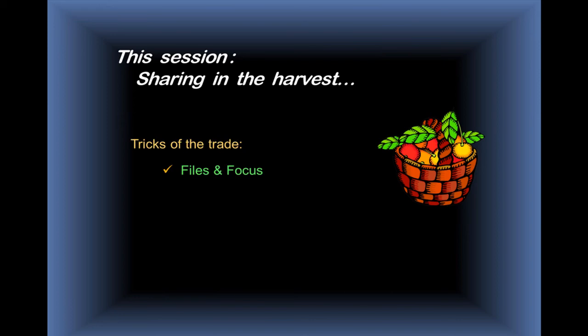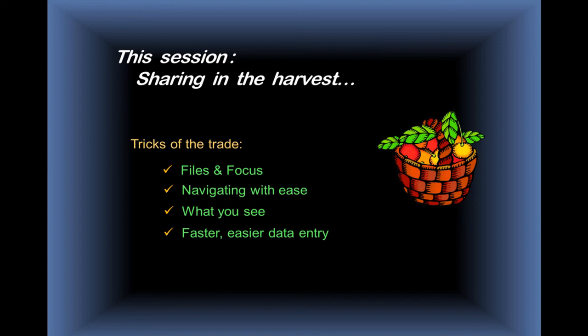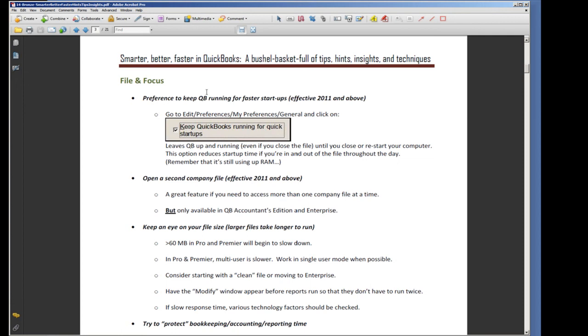So some of the tricks of the trade, we're going to start out briefly talking about your files and your focus. Those are just kind of some general oversights before we jump into a lot of the more detailed pieces. We're going to talk about navigating with ease, what you see, some of the different ways that you can view information, and faster, easier data entry. So let's jump into the handouts. That's a good place to start. And let's start with the file and focus.